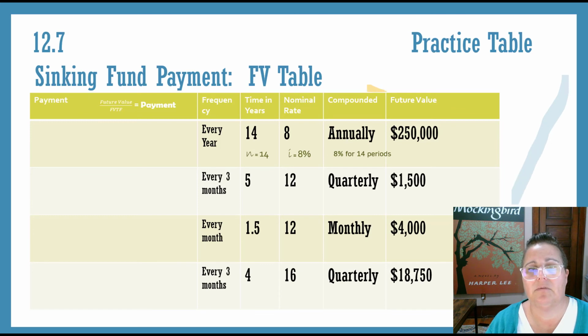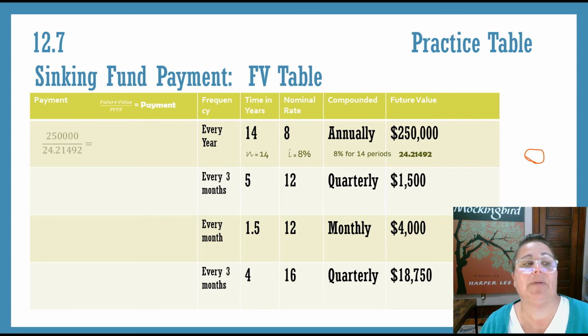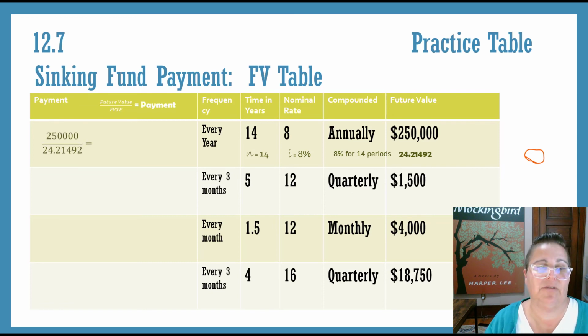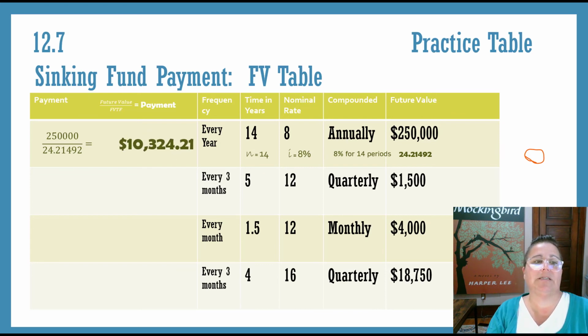It's 24.21492. I think I got a wrong order there in my animation. So we're going to take that $250,000 and divide it by that table factor of 24.21492 to get $10,324.21.